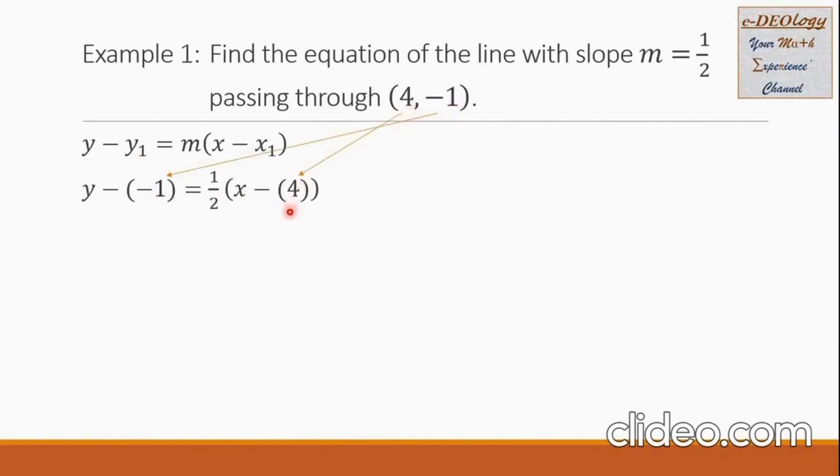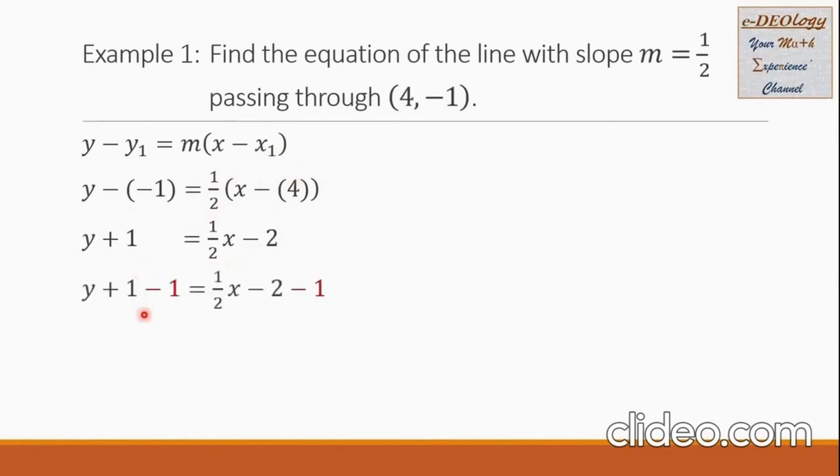Then let us simplify further. Y minus a -1 is y plus 1 equals, so we have here 1/2 times x is 1/2 x, 1/2 times -4 is -2. Then we will let y be isolated on the left side, so we will subtract 1 on the left side, and also the same value on the right side. So we can cancel 1 minus 1, it becomes 0, only y comes down on the next step, and this is equal to 1/2 of x. Then we combine the -2 and -1 to be -3. So the equation of the line is y equals 1/2 x minus 3.